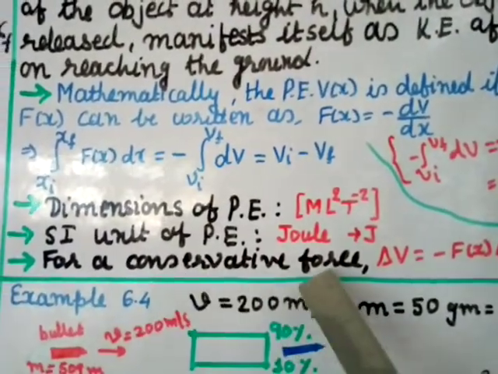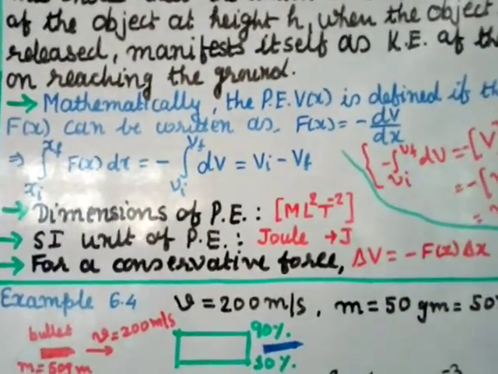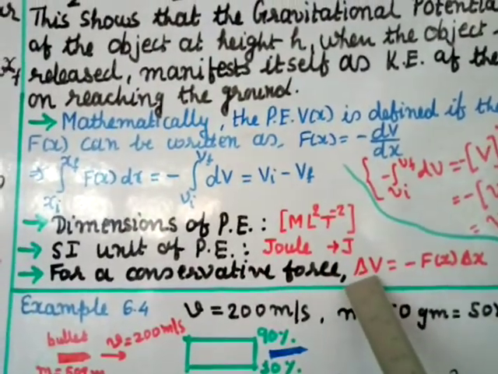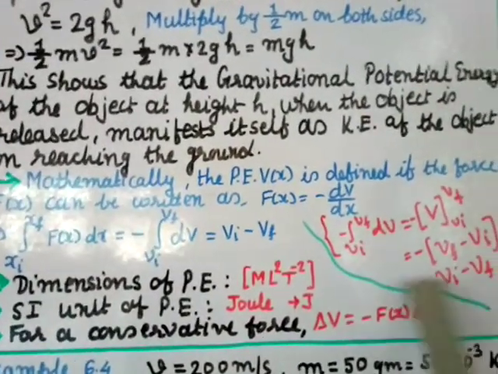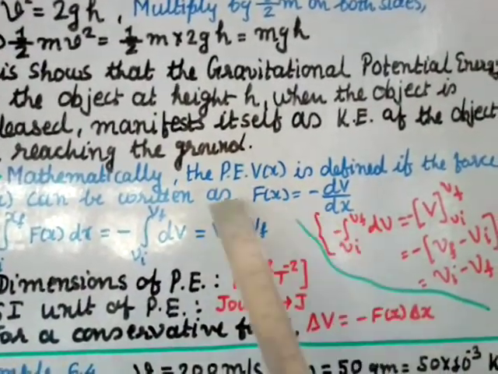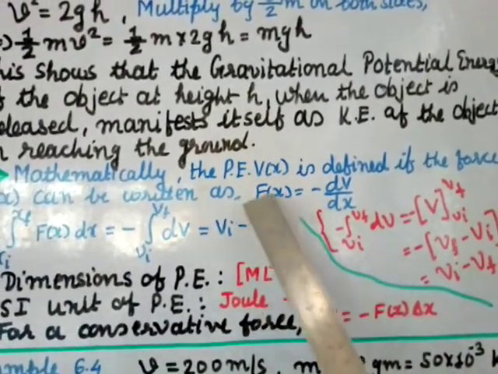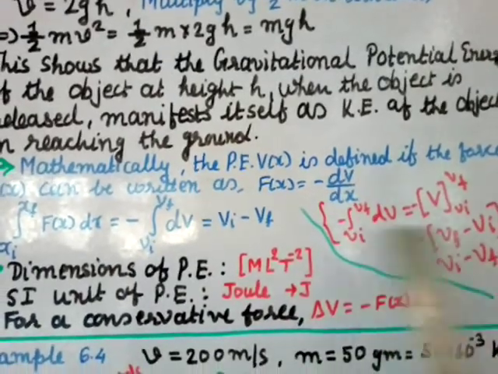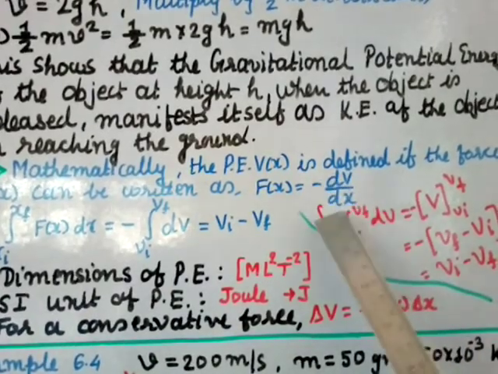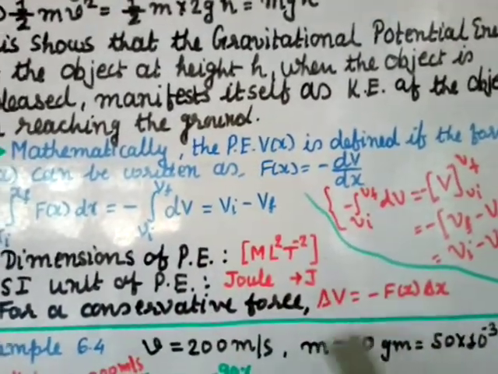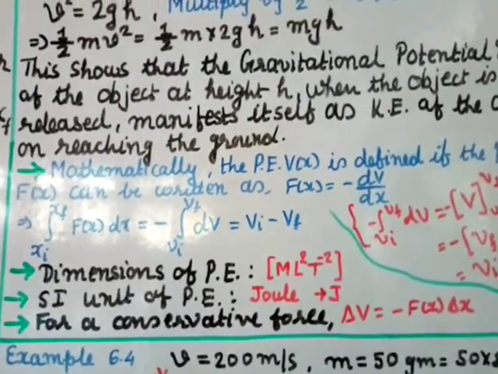For a conservative force, delta V is equal to minus f of x delta x. So if you have a conservative force, then delta V, the change in the potential energy, will be equal to minus f of x delta x. You can see this from here also. If I transfer this dx over here, I get this form, and then transferring the negative, minus f of x dx equals dv. Here it is taken as delta v and delta x. Here it is dv by dx, but if you transfer, you get this form. So for a conservative force, delta v equals minus f of x into delta x.